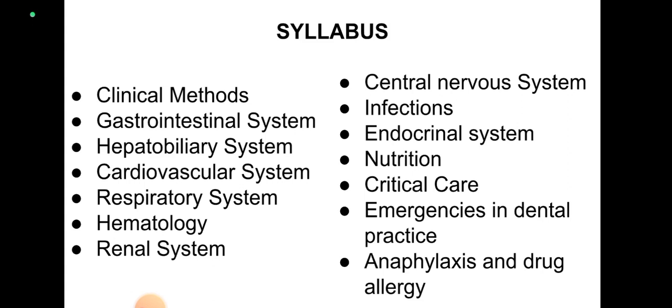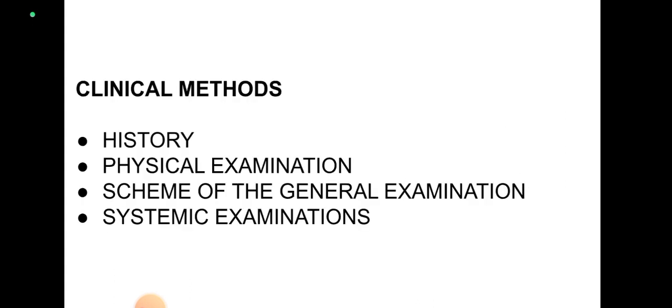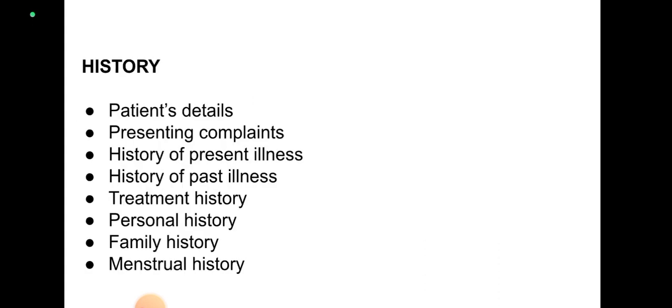After that, we will cover the gastrointestinal system, hepatobiliary system, cardiovascular system, respiratory system, hematology, renal system, central nervous system, infection, endocrinal system, nutrition, critical care, emergencies in dental practice, anaphylaxis, and drug allergy, each one by one. In this topic, clinical methods, we will learn about the art of history taking, physical examination, scheme of general examination, and then various systemic examinations.